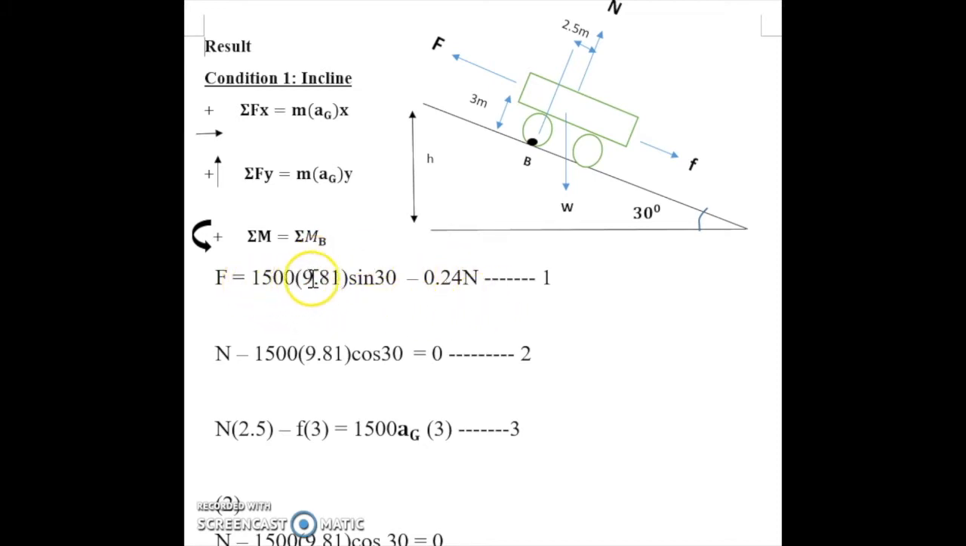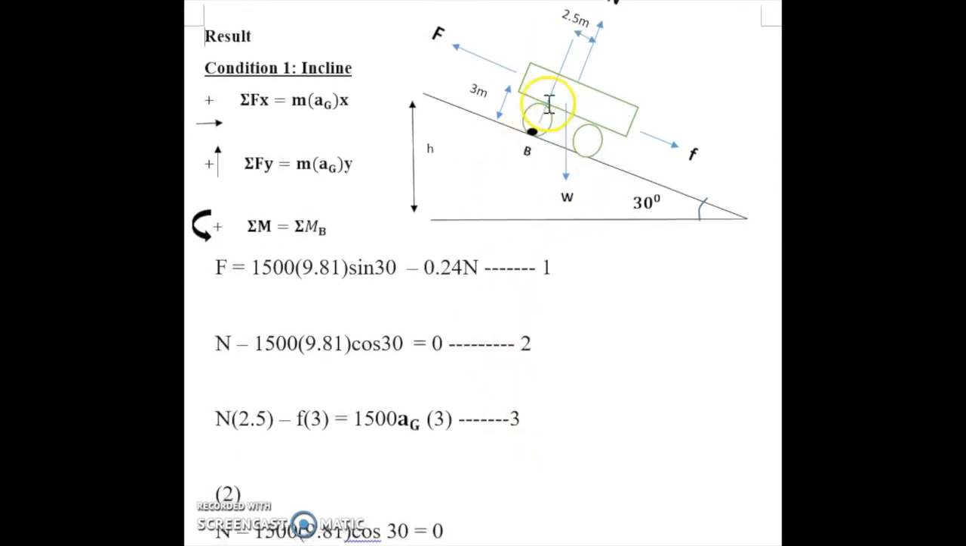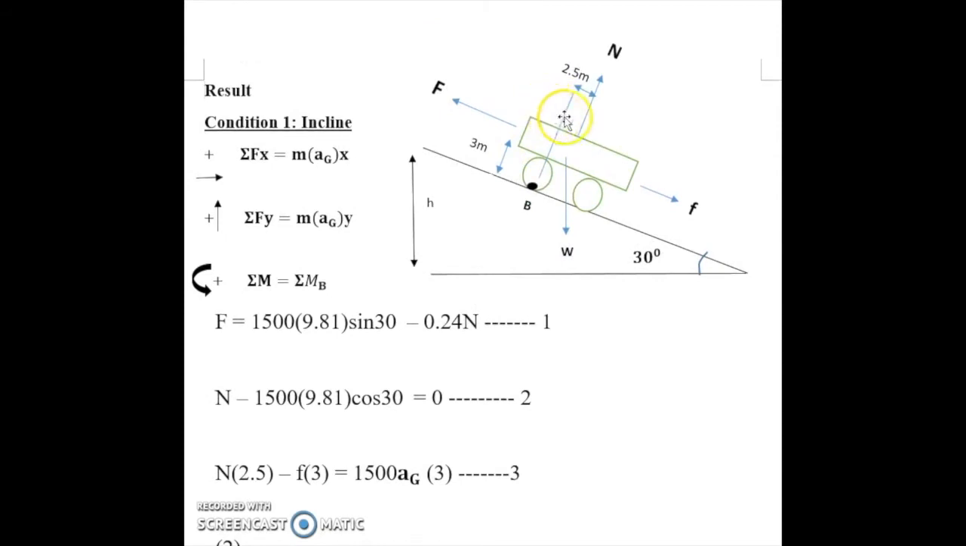We use the weight times the gravitational acceleration, and then we resolve it to the x-axis, and then we subtract the big F. The coefficient is 0.24. We multiply it by the normal force, and we can get the equation. The second one is, because the car is not flying, there is a normal force and also the force acting downward, which is the weight of the car, acting on the y-axis. So N is equal to the downward force. Lastly is the moment at B. At B, there are actually three forces acting.